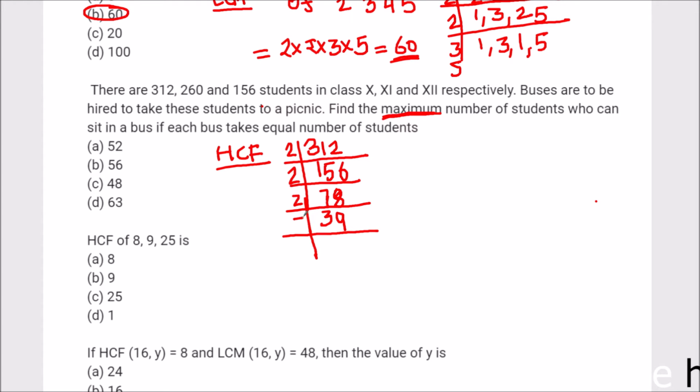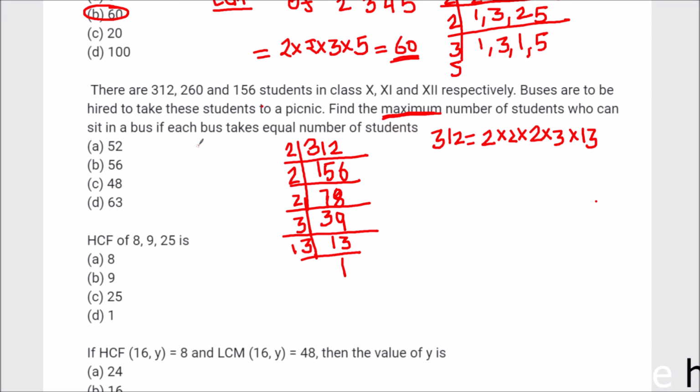Now 39 is divisible by 3. 3 times 1 is 3. 3 times 3 is 9. And 13 is a prime number. It is only divisible by 13. 13 times 1 is 13. So the factors of 312 are 2 times 2 times 2 times 3 times 13.